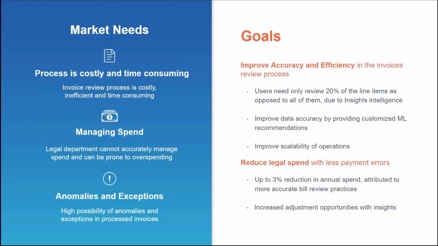Additionally, the law firms don't follow the outside counsel guidelines really well, which can result in anomalies and exceptions. And then they bill for things they shouldn't. Subsequently, the legal department is not spending a lot of time reviewing invoices, and there's potential to spend more on items that shouldn't have been billed in the first place. So when we identified the market needs, our goal was basically to improve the accuracy and efficiency in the invoice review process, right?